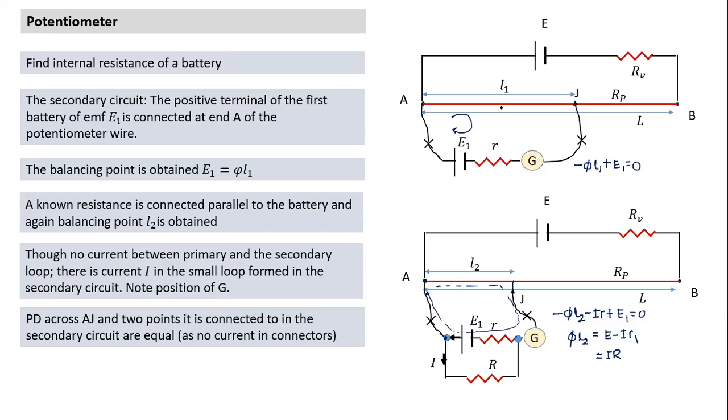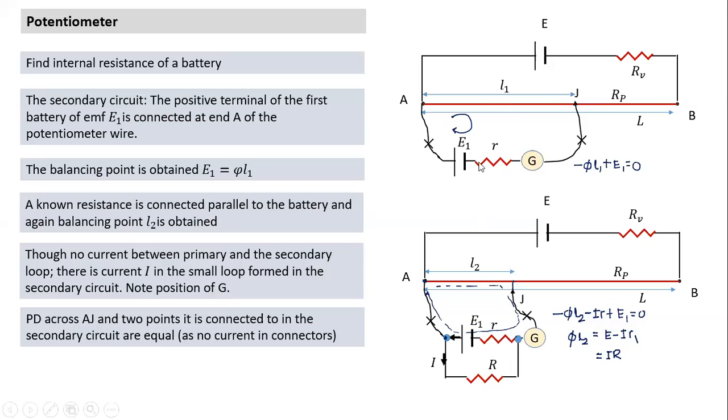We have length L1 corresponding to this setup. We have balancing length L2 corresponding to the setup when a shunt of known resistance has been added. Sometimes we use the word shunt. Shunt indicates a resistance connected in parallel. So when we say a battery is shunted, it means a resistance is connected across the terminals of the battery. So we have two setups. This is L1 and this is L2.